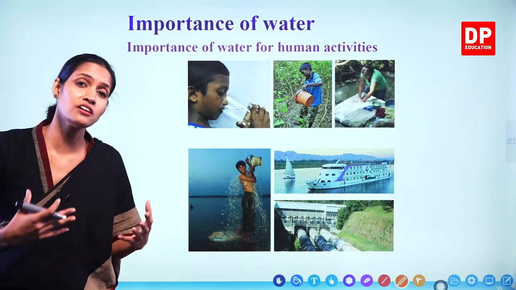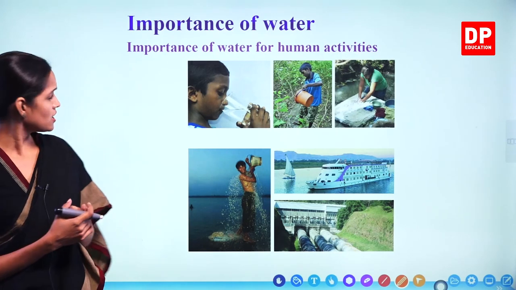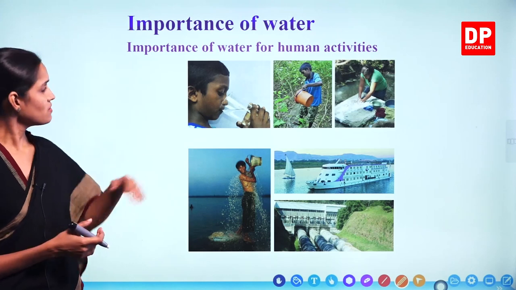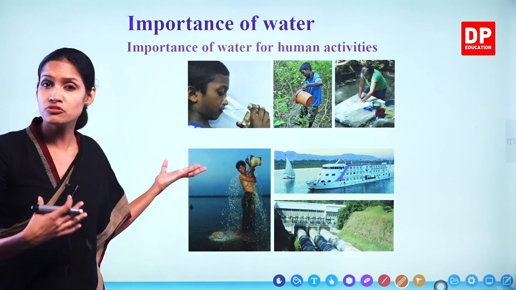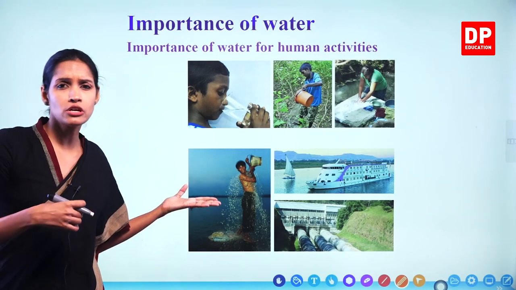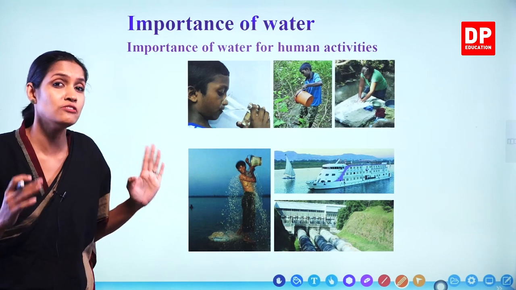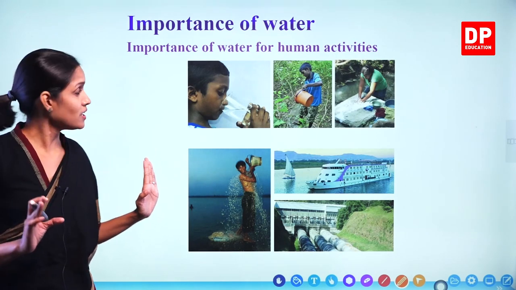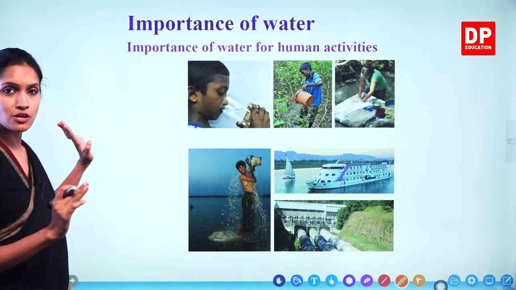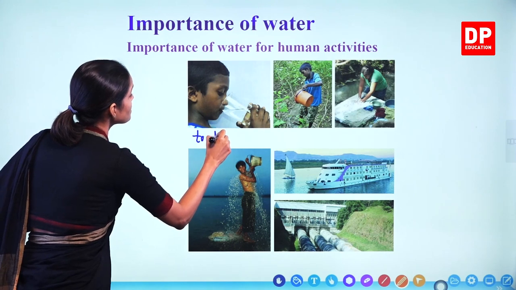In our day-to-day activities, we use water in different instances. What are they? Look at these pictures, children. What is this child doing? Drinking water. Can we live without drinking water? We'll be able to live for a few hours or maybe even 3-4 days. But after that, we will definitely die without water. Okay, and we will write these things now, children. To drink, we need water to drink.